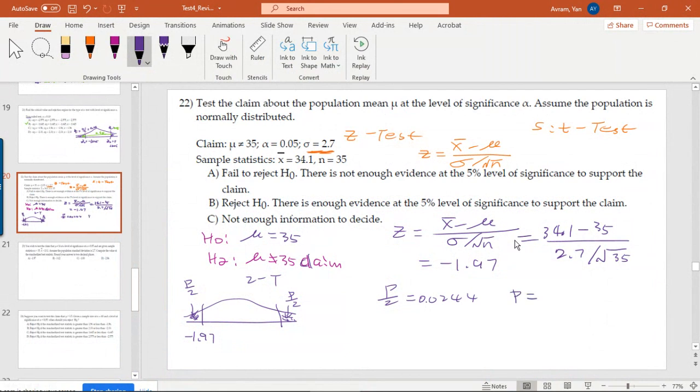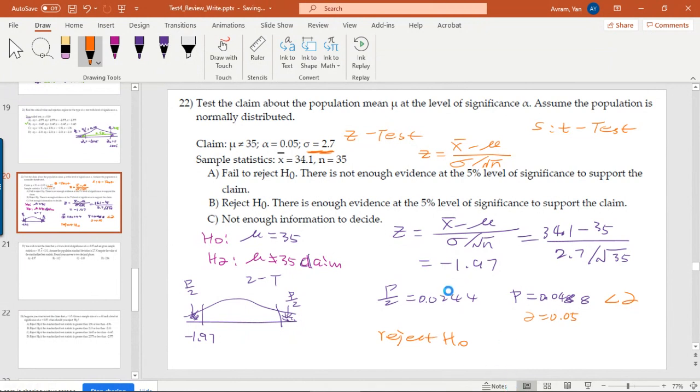All right, so my entire P will be, you add the two areas together, multiply this one by 2, so that is 0.0488. Compared to my alpha here, which is 0.05, P is less than alpha, okay? So what happens when P is less than alpha? We reject the null hypothesis.